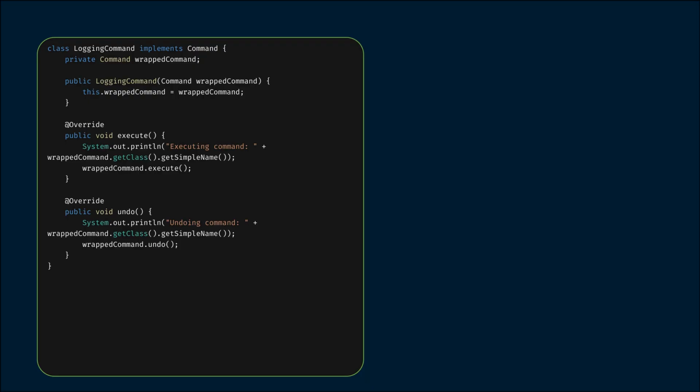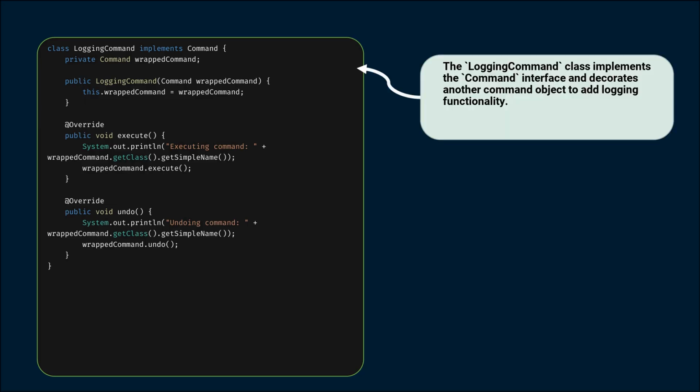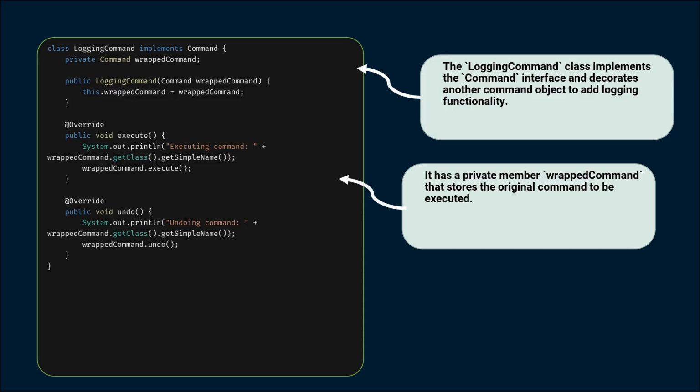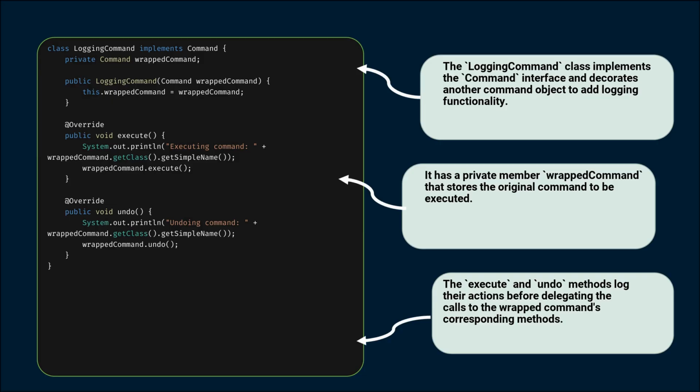Now let's implement the logging functionality using a decorator pattern called logging command. This class takes an existing command as an argument and wraps it. By doing so, it enhances the command's capabilities without modifying its original behavior. The constructor accepts a command object stored in the wrapped command variable. When the execute method is called, it first prints a log message indicating that the command is being executed.